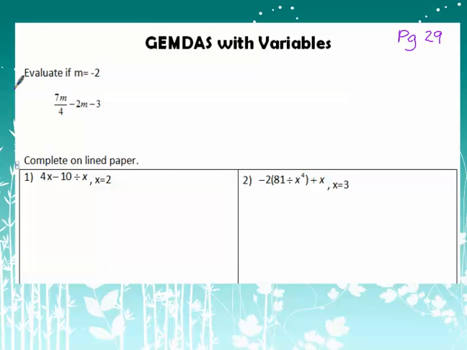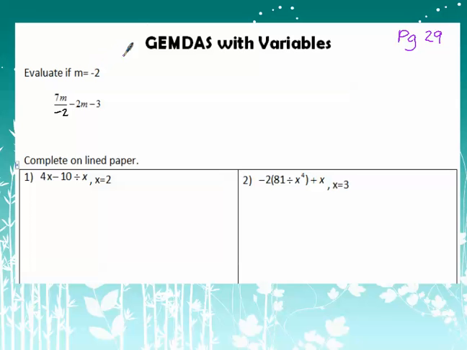So if we are solving this problem, the first thing we need to do is we actually made a mistake here. So we need to change this 4, so if you need to, cross it out, and make it into a -2. Alright, so that was the first thing we needed to do. Now, we can actually solve this problem. We're going to evaluate or solve if m equals -2.